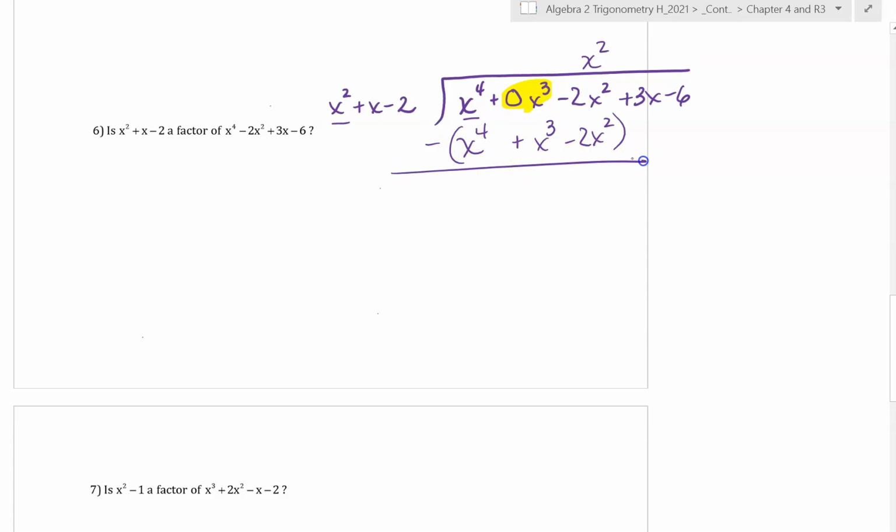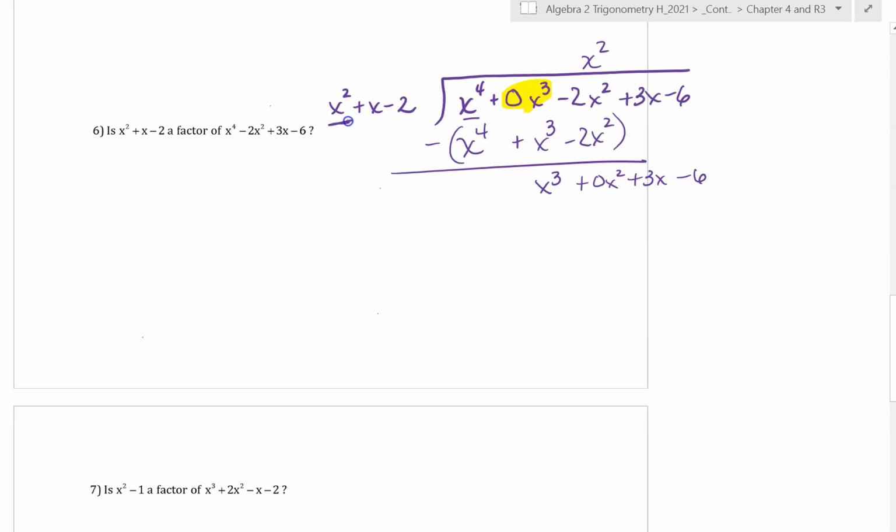Hopefully those parentheses will help you remember that you're subtracting the entire expression. So we have x to the fourth minus x to the fourth. That term cancels out. We have negative x cubed, and we have negative 2x squared plus 2x squared. So the x squared terms cancel out, and we'll bring down the 3x and the minus 6.